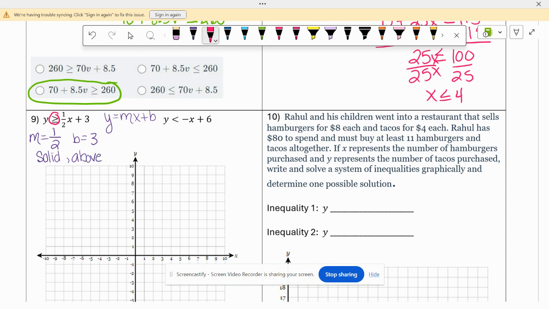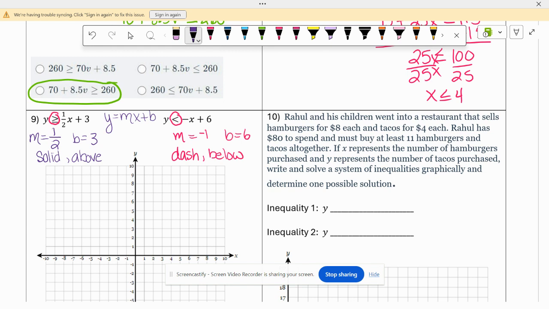Let's look at the next one. We're going to identify the slope and the y-intercept, and then the same thing. So slope, Caden, -1. Y-intercept, Caden, 6. Good job. Brayden, am I going to have a solid line or a dashed line? Look at your inequality. Solid or dashed? Dashed line. Good job. And am I going to shade above or below? Brayden, above or below? So less than symbol. Below. All right. So let's begin with that first one.